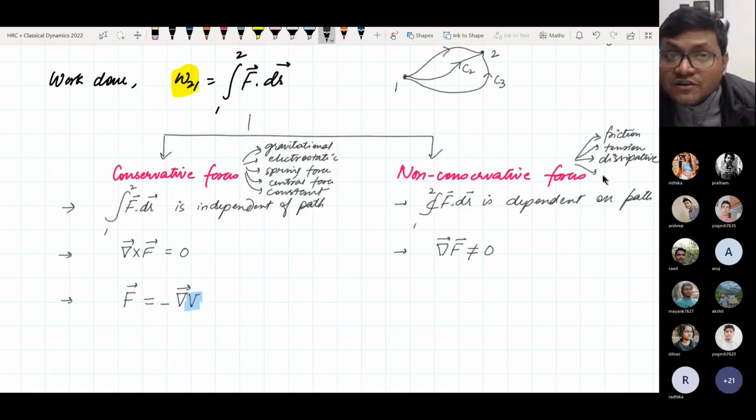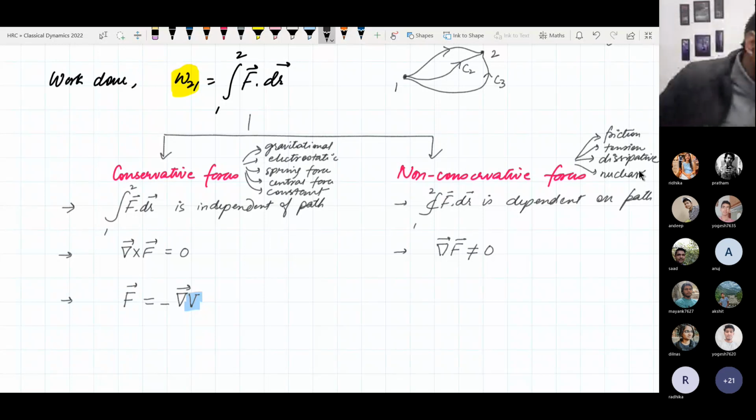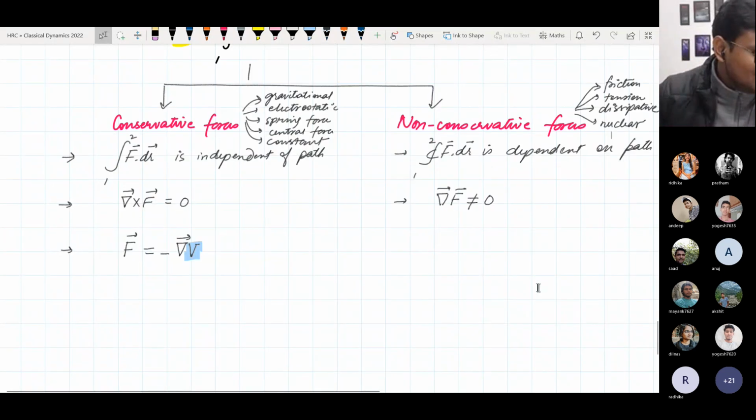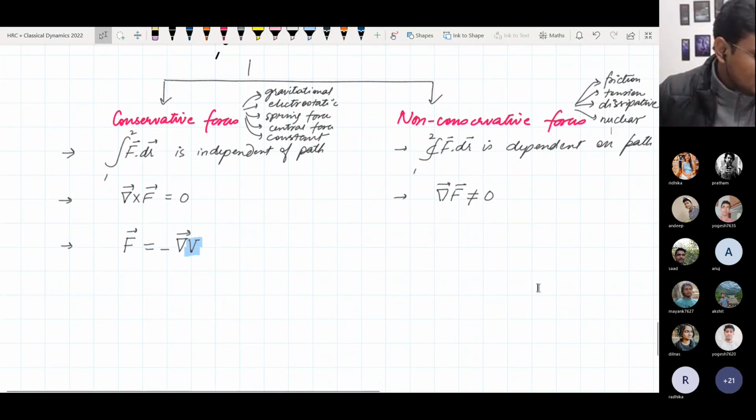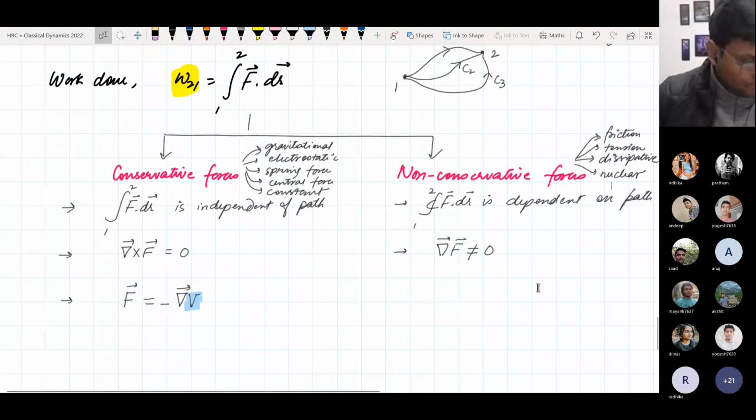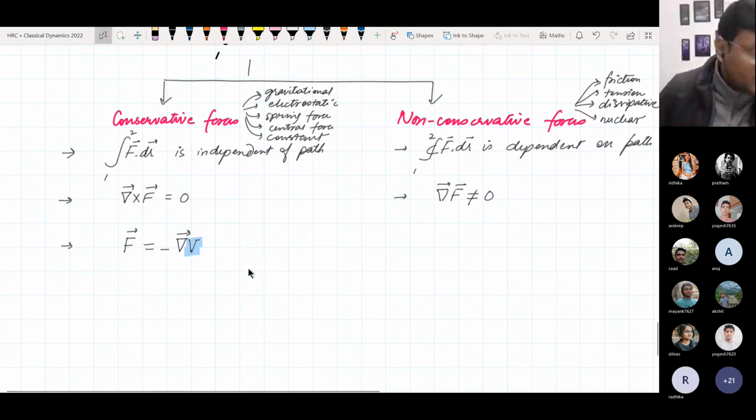Any other natural force that is non-conservative? What about nuclear forces? Are they conservative? No idea. All right, so let us proceed further.